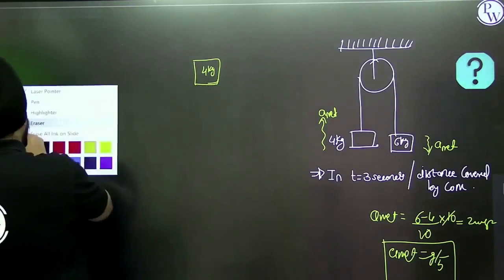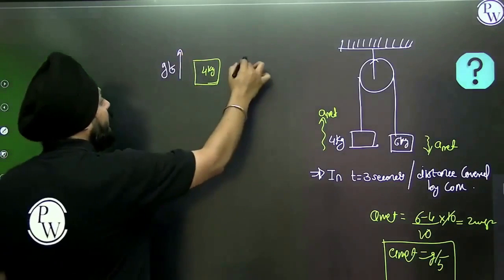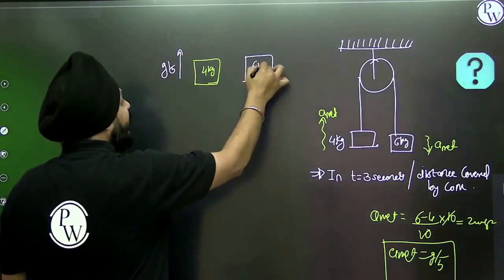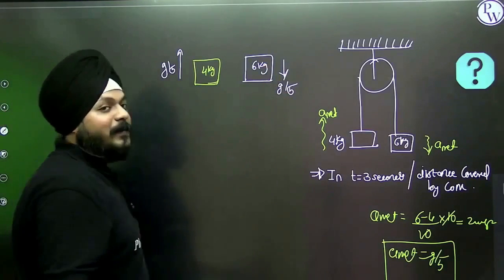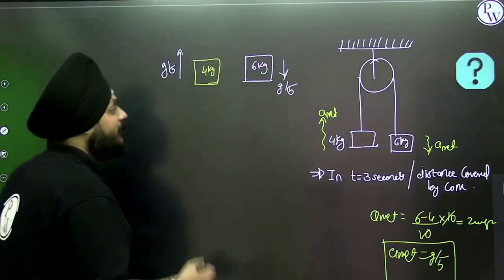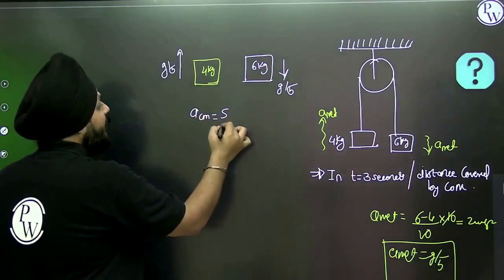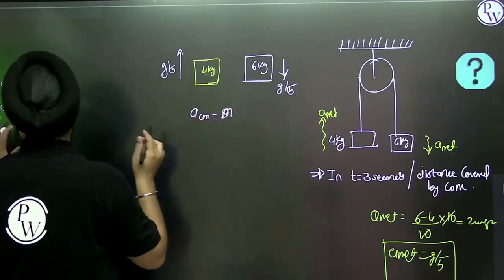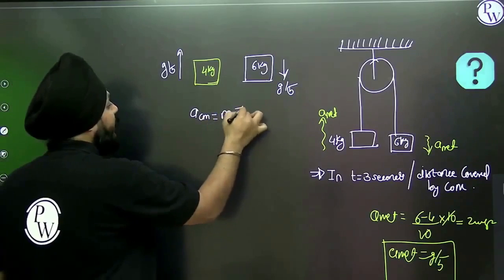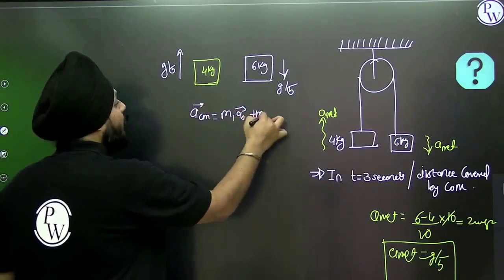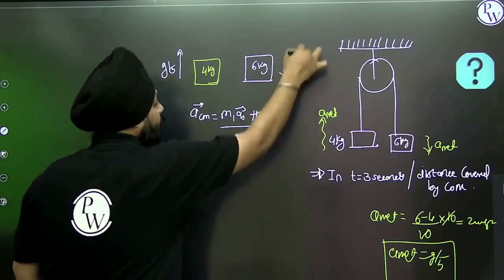This is 4 kg, and it is moving upward with the acceleration g by 5. This is 6 kg, and it is moving downward with the acceleration g by 5. What will be the acceleration of center of mass? It's very simple. Acceleration of the center of mass is m1 a1 vector plus m2 a2 vector, whole divided by m1 plus m2.